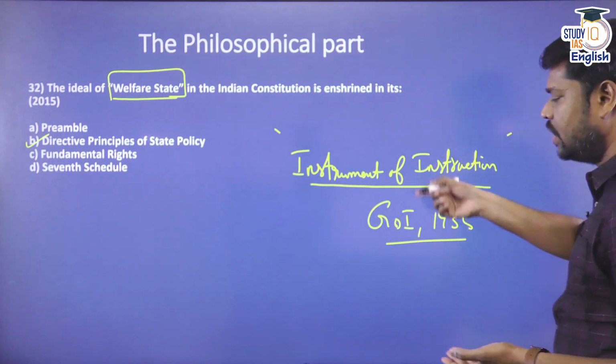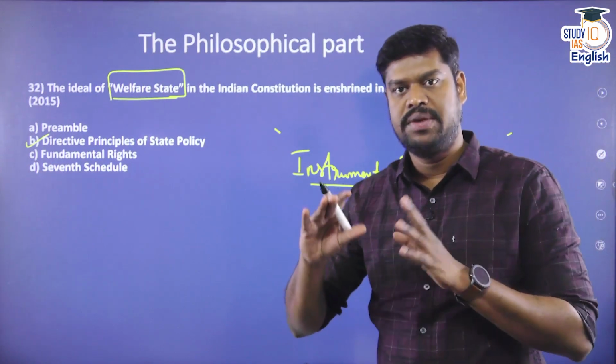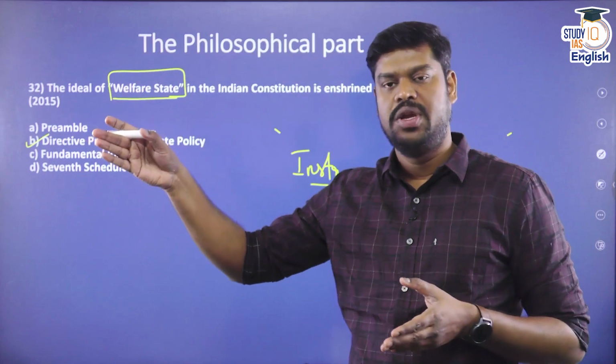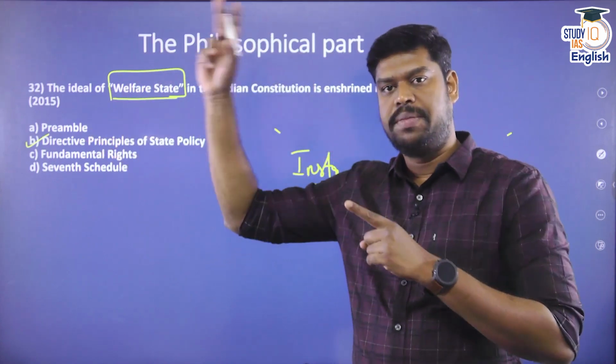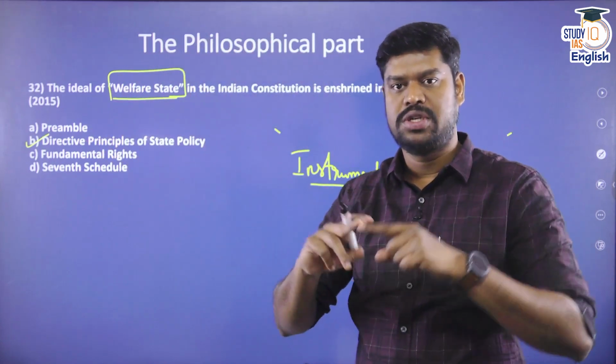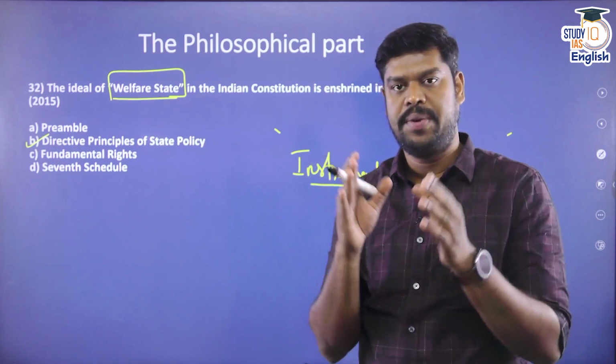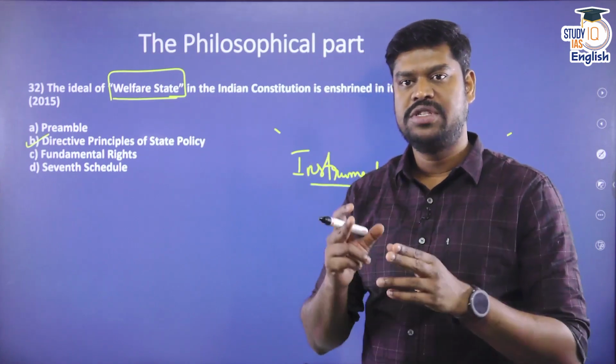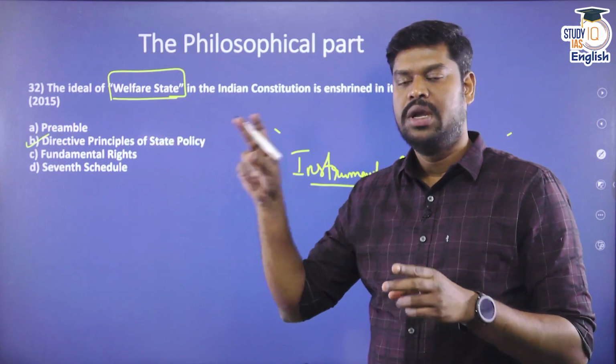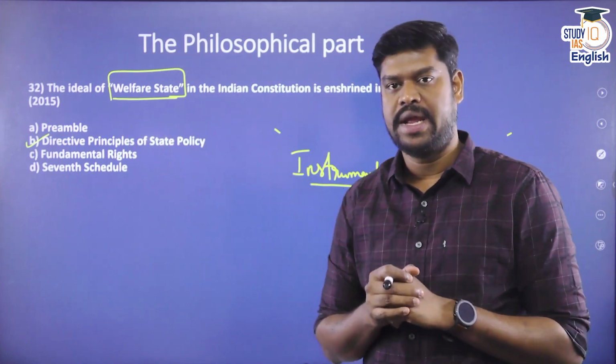And also, similar to the instrument of instruction, there is something called the objectives resolution. The objectives resolution is related to the preamble. Do not get confused between the objectives resolution and the instrument of instruction. I am repeating this again. Instrument of instruction is related to the DPSP and objectives resolution is related to the preamble.